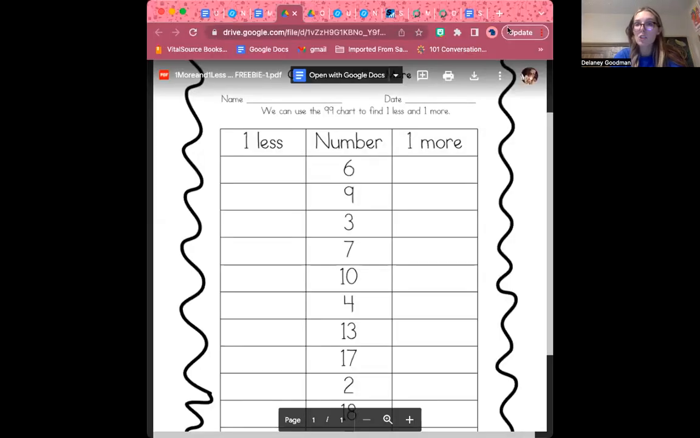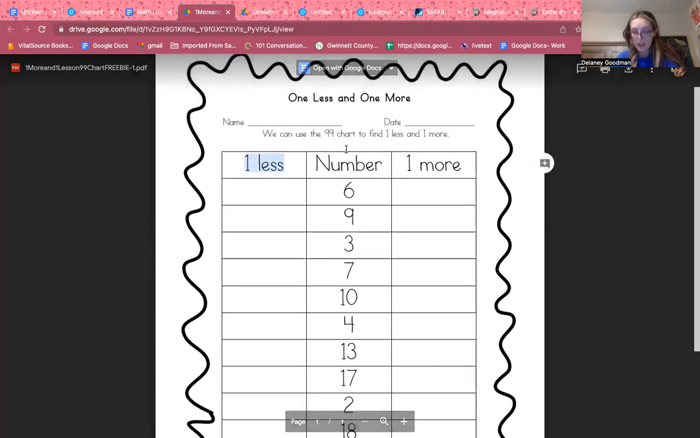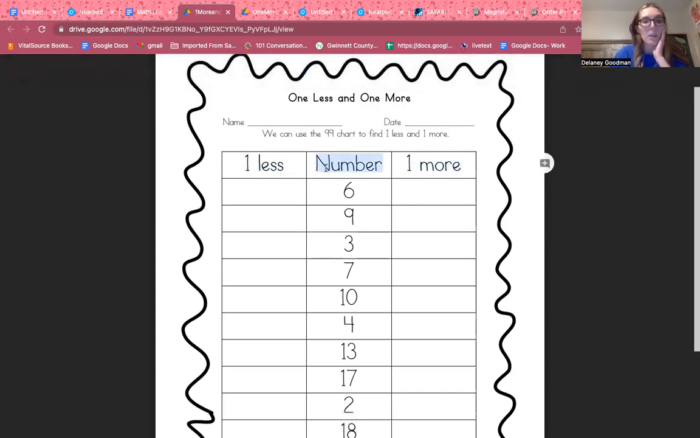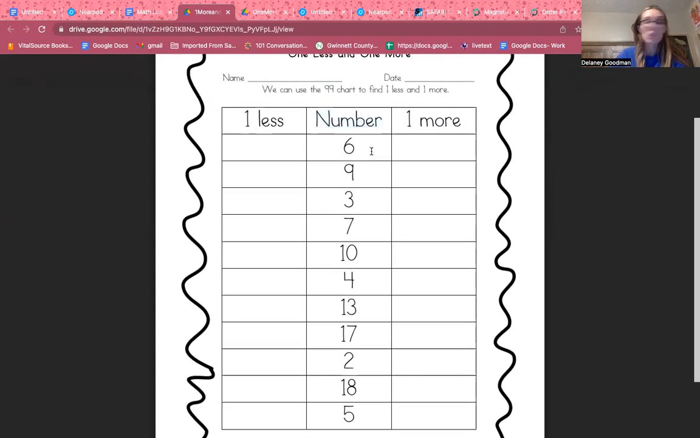So this is the sheet that you are going to work on. The sub is going to give this out to you, okay? On this sheet, you are going to find one less than a number and one more than the number. So in the middle, you have the numbers 6, 9, 3, 7, 10, 4, 13, 17, 2, 18, and 5, okay? You're going to start with that number.